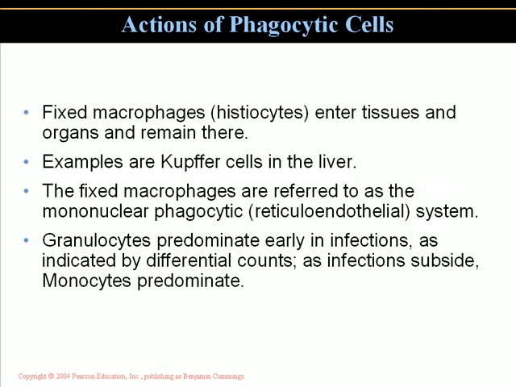Fixed macrophages, referred to as mononuclear phagocytes, are a part of the reticuloendothelial system. Granulocytes predominate early in infection, as indicated by the differential count. As the infection subsides, we'll see monocytes predominate.